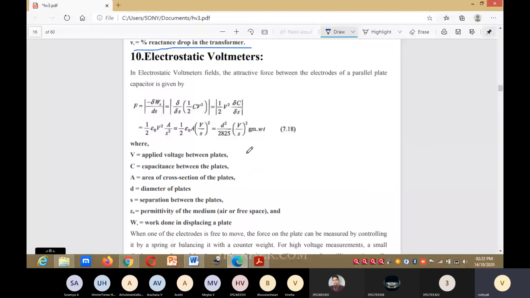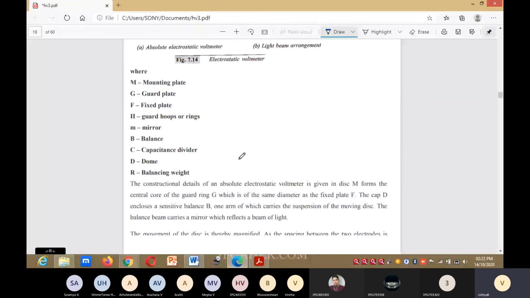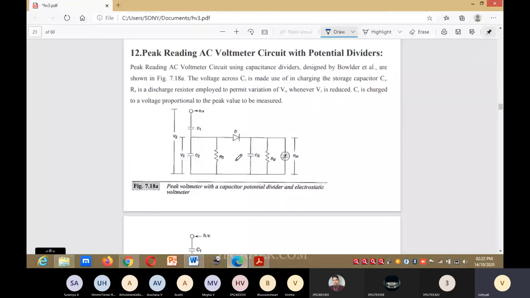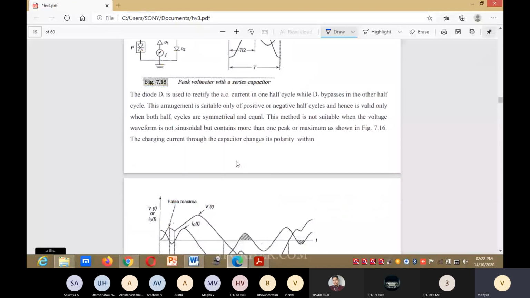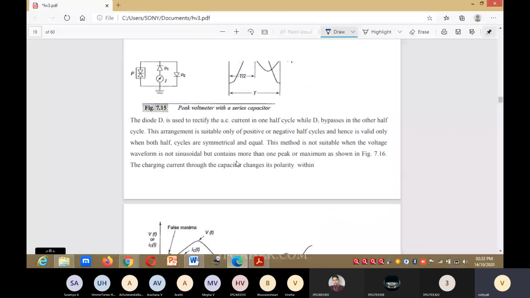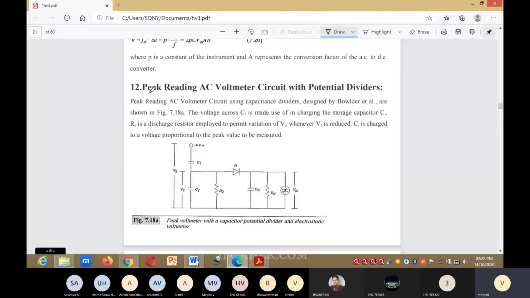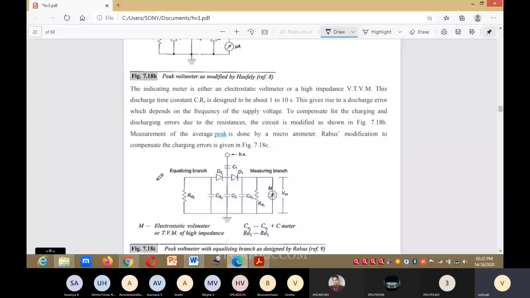Electrostatic voltmeter: you have already read about the electrostatic voltmeter. In the next class, I will explain the peak reading AC voltmeter circuit with potential divider.